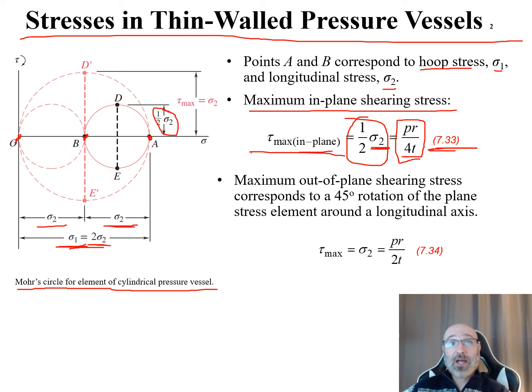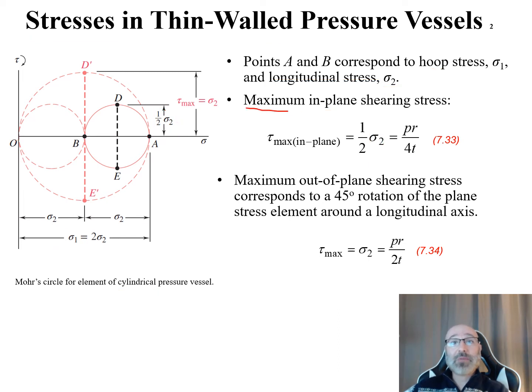So that's relating our tau max back to our sigma 2, which is our longitudinal stress, and our definition for sigma 2 that we can plug in, take half of it, and we end up with this PR over 4T from equation 7.33. So that was for our maximum in-plane shearing stress.